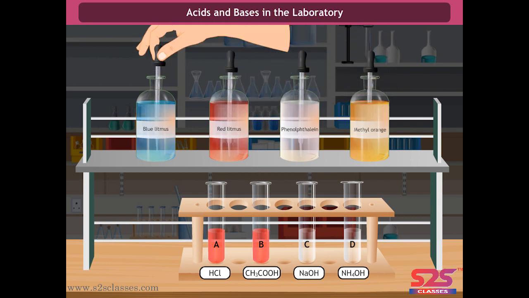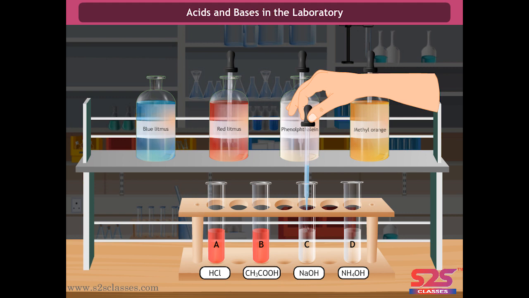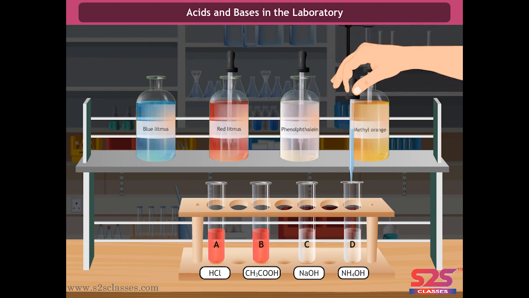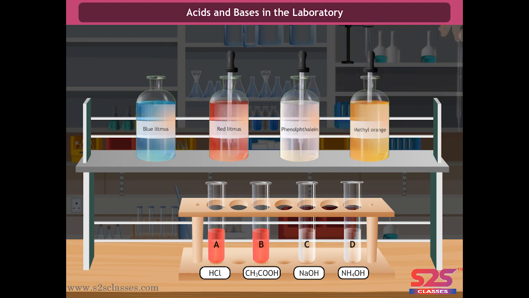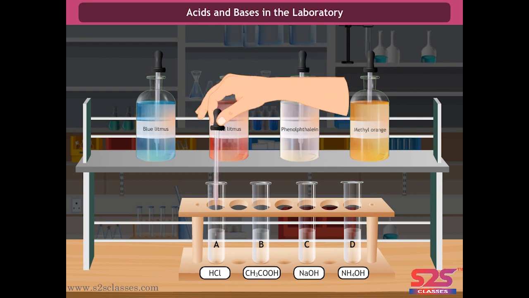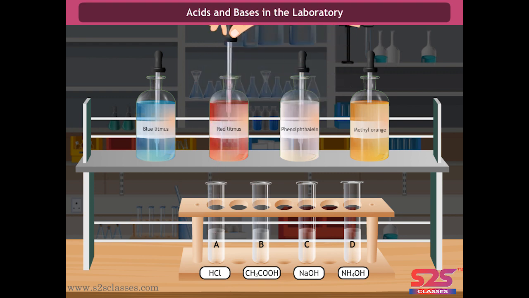Now observe it. You will observe that the test tubes A and B turn from blue to red, while the test tubes C and D will remain the same in the blue litmus solution. Add 2 to 3 drops red litmus solution in each test tube. Now observe it.